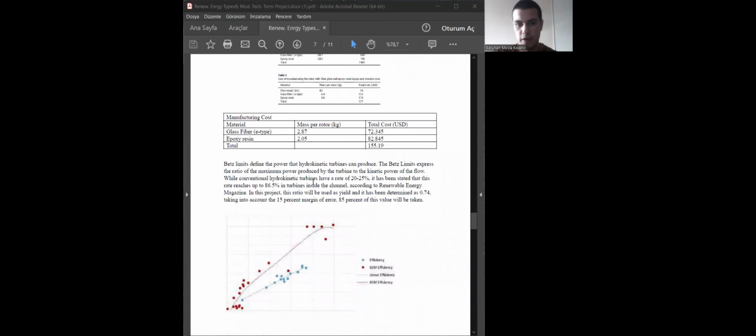And the last thing, conventional hydrokinetic turbines have an efficiency of 20-25%. This rate reaches up to 86.5% in turbines inside a channel, according to the journal Renewable. In this project, this rate will be used as efficiency, and it has been determined as 0.74. 85% of this value was taken by using a 15% margin of error.